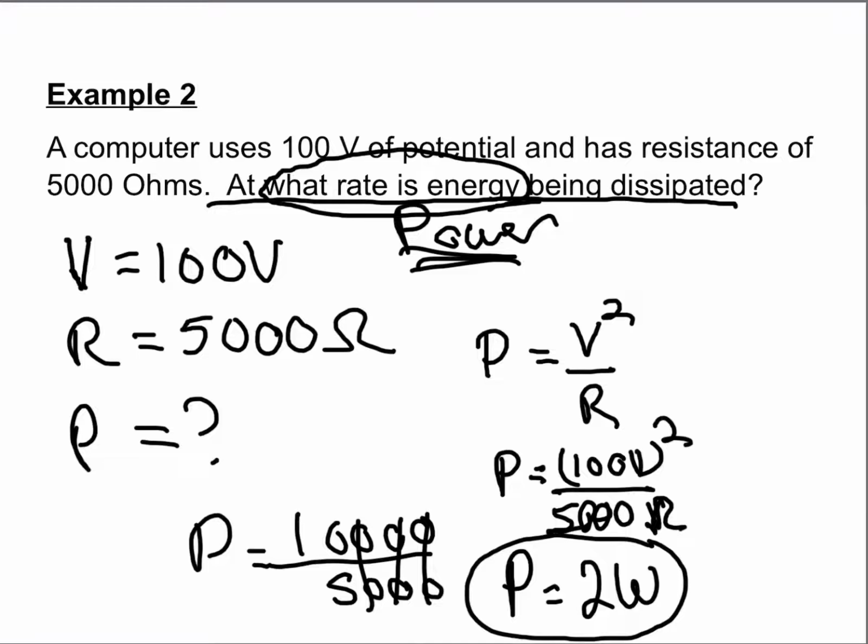Okay, so I'm assuming or hoping you were doing that on your own as I was doing it here, but we had 100 volts squared over 5,000 ohms. 100 squared is just 10,000, right? And then we divide that by the 5,000 ohms. We got rid of the 3 zeros in each. 10 divided by 5 gives you 2 watts.